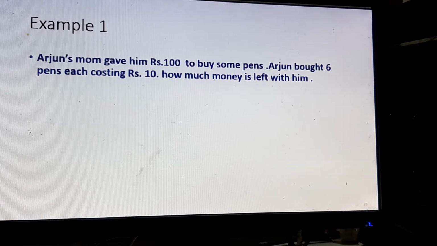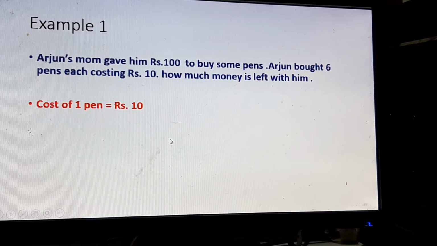And then you have to find the money left with him. Balance. Whenever we find the balance or the difference, we have to subtract, isn't it? So how much money was there in his hand? 100 rupees. How much did he give to the shopkeeper? 60 rupees. So how much is left? 100 minus 60, that is 40 rupees. So now orally we have done the sum. Now we will write it down.